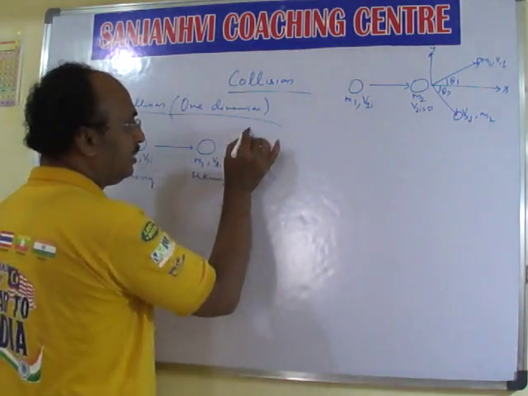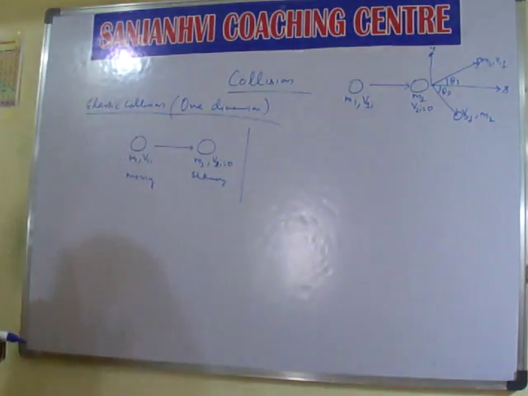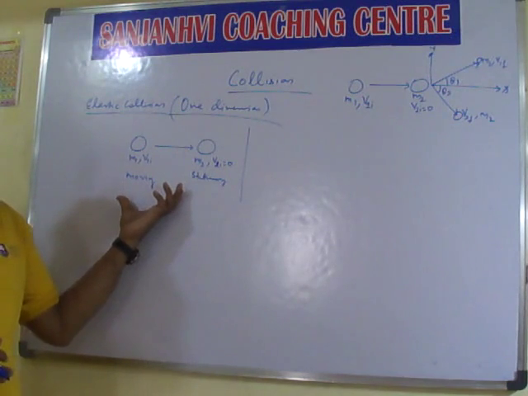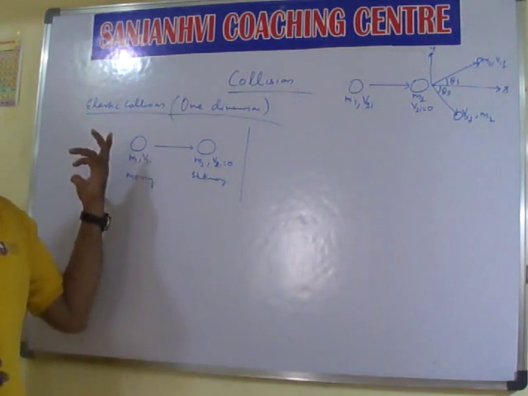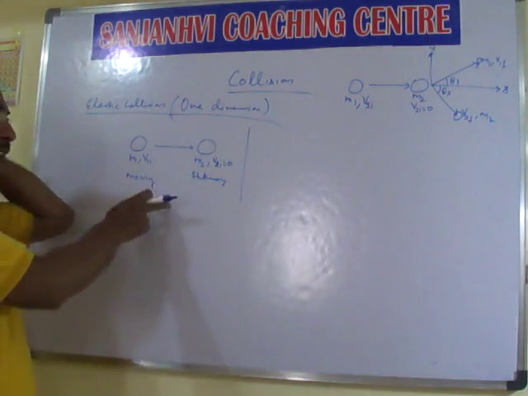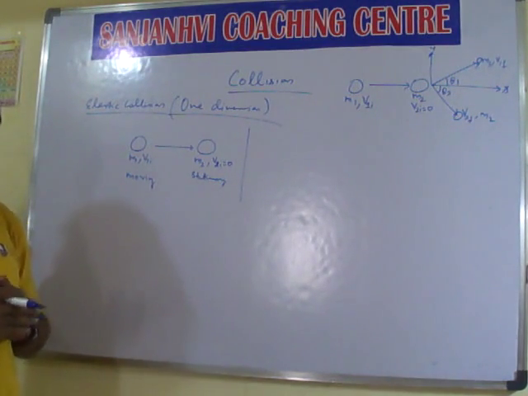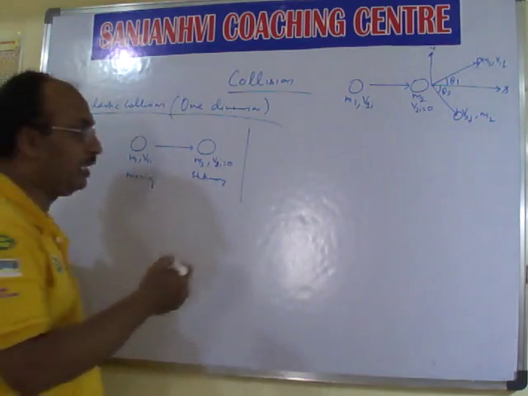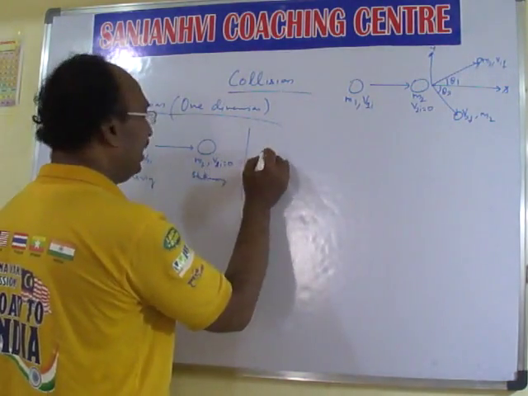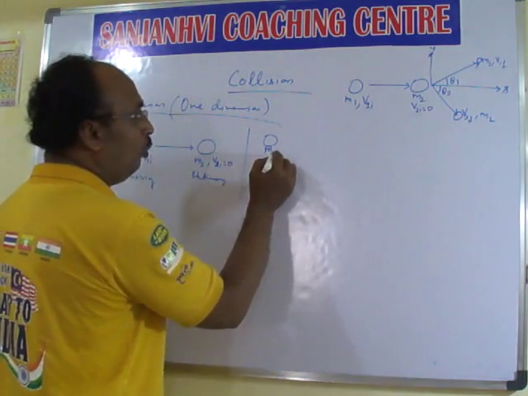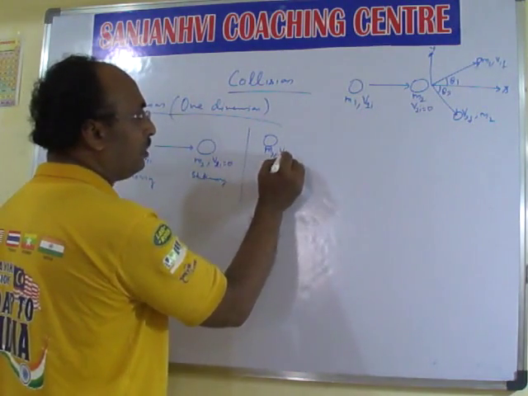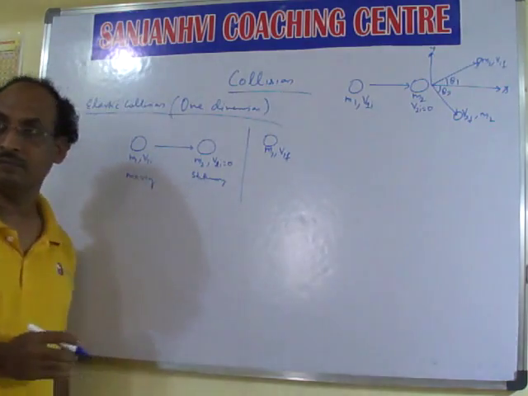But in this case, after the collision, both bodies will not move together. Both bodies move together only in an inelastic collision. Now in this case the bodies will be moving separately. Suppose mass M1 is moving with some final velocity V1F.